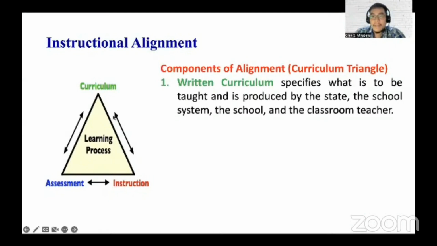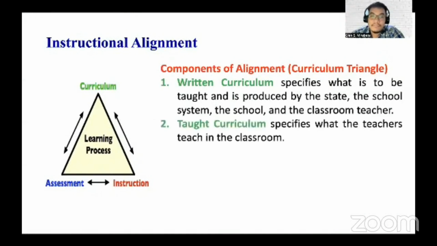And this one is enumerated first by having the written curriculum. The written curriculum specifies what the teachers teach in the classes.